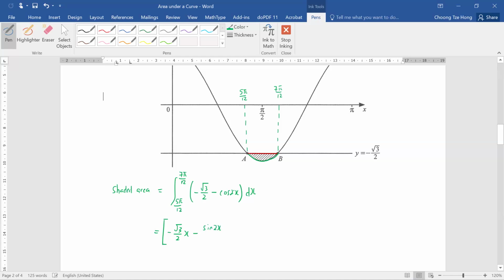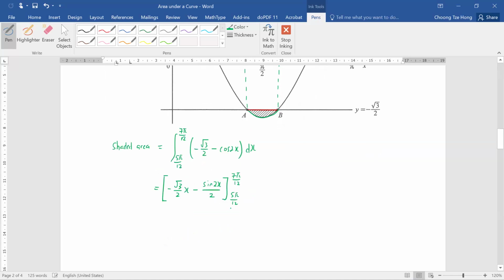Then all we need to do is one more step, differentiate the angle. We'll get a 2, and then we divide the 2 below. So we're actually done with the integration already. Now we just need to put in the values. This sine 2x over 2, we can also write it as half sine 2x. That's the form that I want to use. So firstly, sub in the 7 pi over 12 to replace the x.